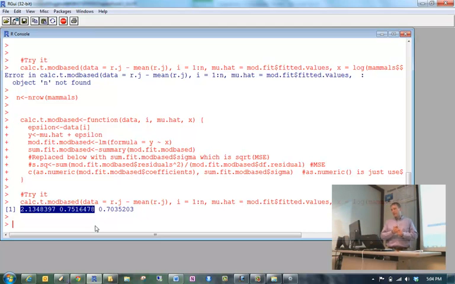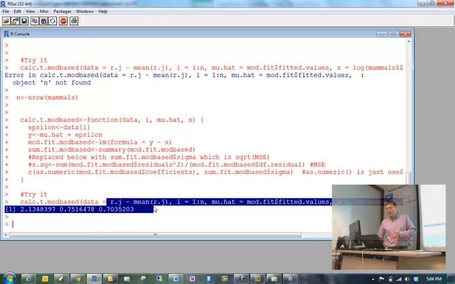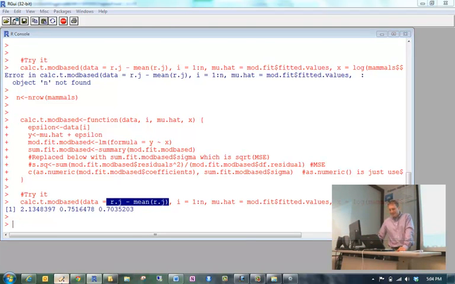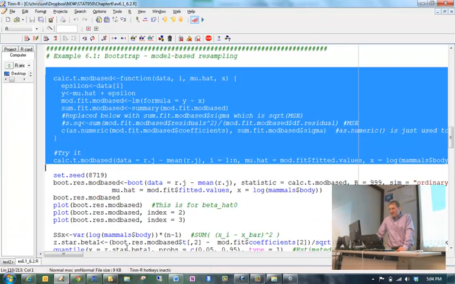Could you, as a test, pass through the e's instead? Yeah, I guess I didn't think of that. But since we're always going to be working with this anyway, that's why I did that. Because those residuals are in your mod.fit too, right?